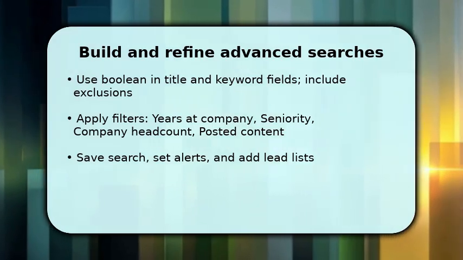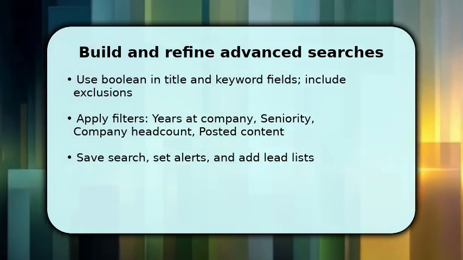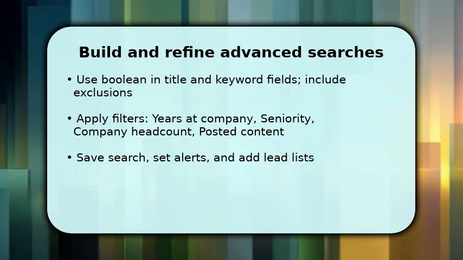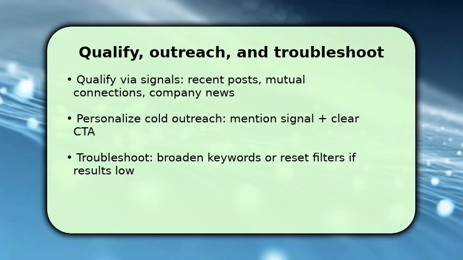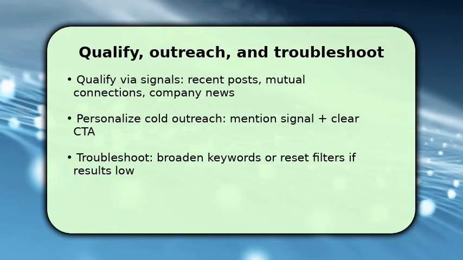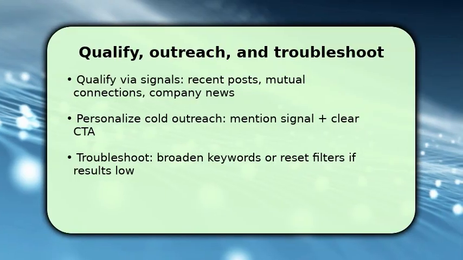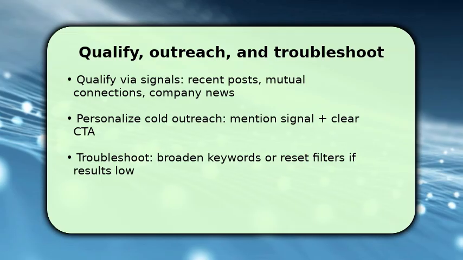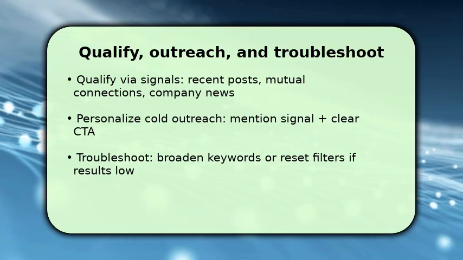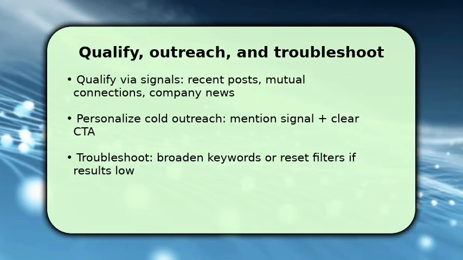Then add promising profiles to segmented lead lists for outreach sequencing and track. You finalize by quickly qualifying saved leads using activity signals like recent posts, mutual connections, and company news to prioritize outreach. Once done, craft short personalized messages referencing a specific signal and a clear one-step call to action. Make sure to sequence follow-ups.